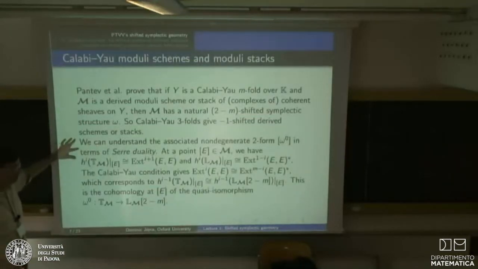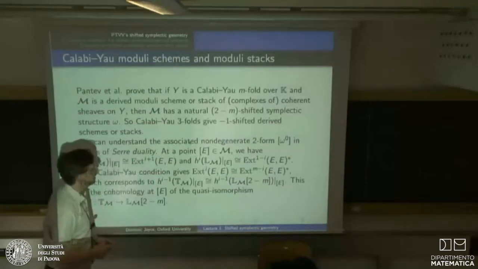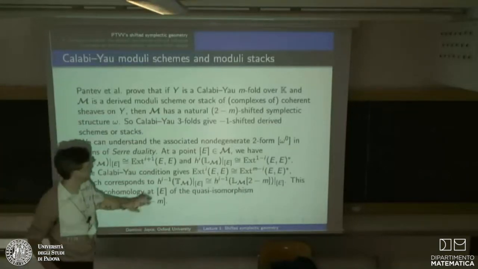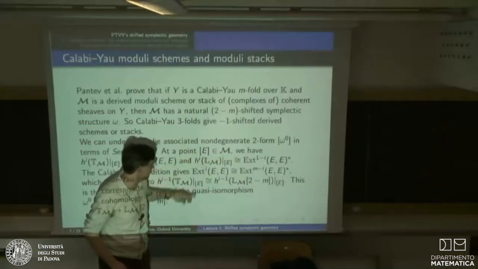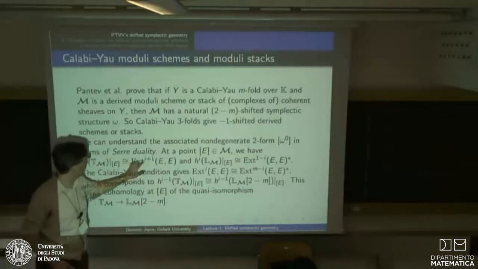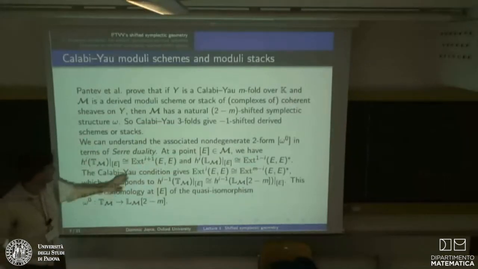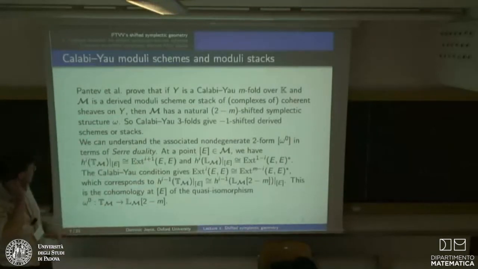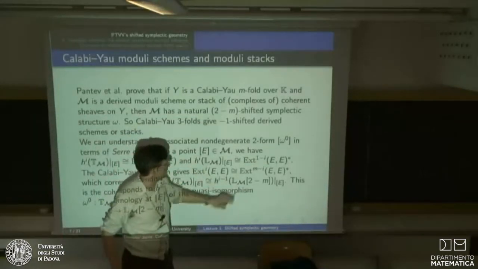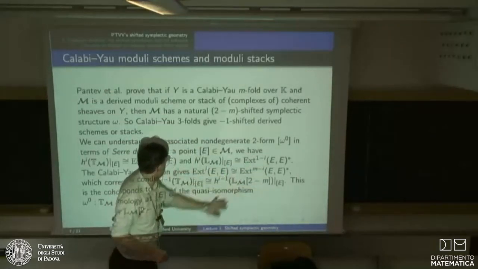Okay, so here's a way of thinking about why this is true in terms of Serre duality in the Calabi-Yau context. You can understand the associated non-degenerate two-form omega on the moduli stack of coherent sheaves in terms of Serre duality. So at a point E in M, where I'm thinking about E as some particular coherent sheaf on my Calabi-Yau Y, it turns out that the i-th cohomology sheaf of the tangent complex at E is Ext^(i+1)(E,E). So when i equals 0, we get Ext^1(E,E), which is the tangent space to the moduli scheme. And the H^i of the cotangent complex at E is Ext^(1-i)(E,E)^*, because that's just dual to this.